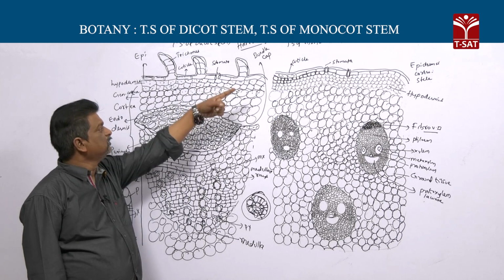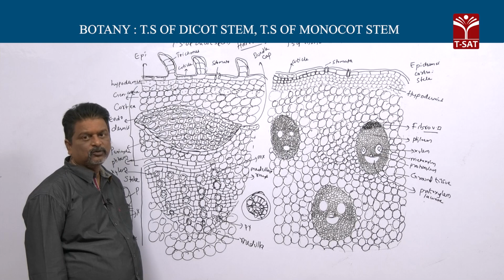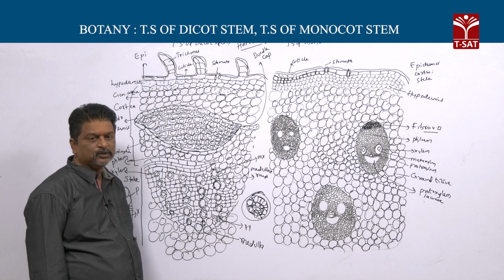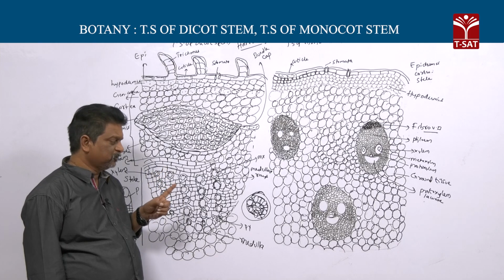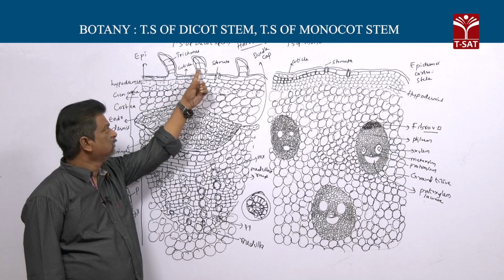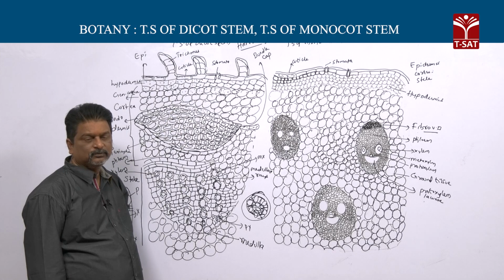Here, stem epidermis produces multicellular outgrowths called trichomes. So, root epidermis produces unicellular outgrowths called root hairs. Stem epidermis produces multicellular outgrowths called trichomes.